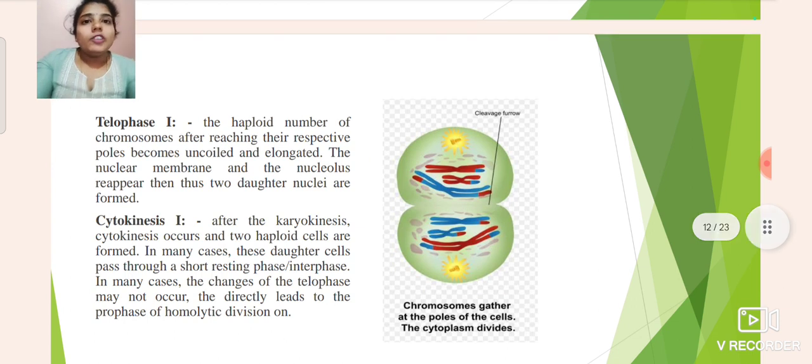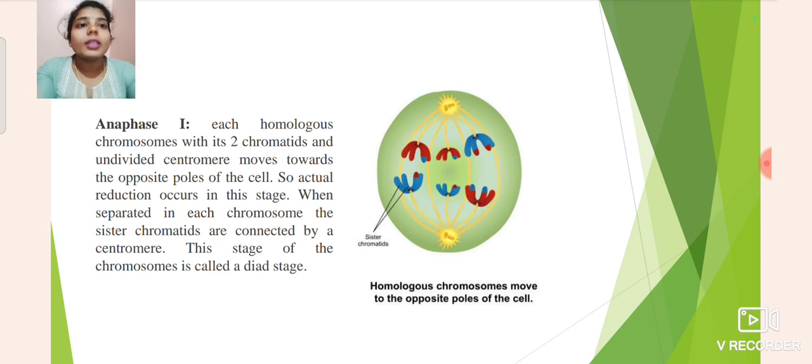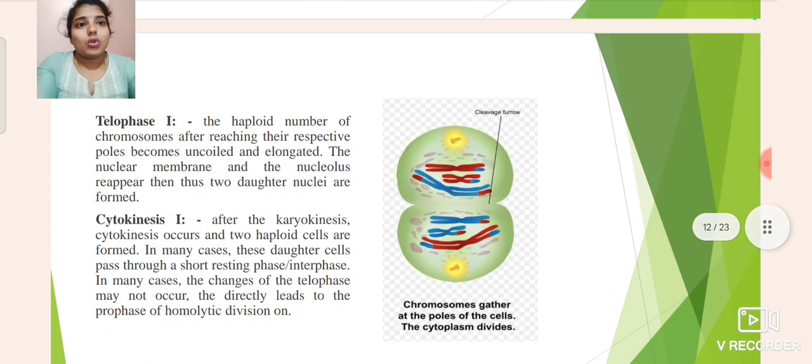Next, we will move on to the next stage, telophase I, and cytokinesis. In telophase I, the haploid number of chromosomes will be formed. Then the nuclei, nucleolus, and nuclear membrane form, and the spindle fibers disappear. In anaphase, the chromosomes move towards the polar regions, and due to this, the nuclear membrane and nucleolus form again.